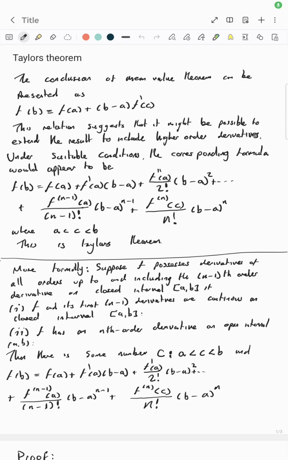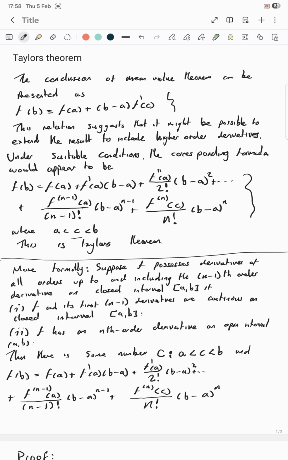Taylor's theorem. The conclusion of the mean value theorem can be presented as such. This relation suggests that it might be possible to extend this result to include higher order derivatives under suitable conditions. The corresponding formula would appear to be as such, where c is bound between b and a again. Now this is Taylor's theorem.